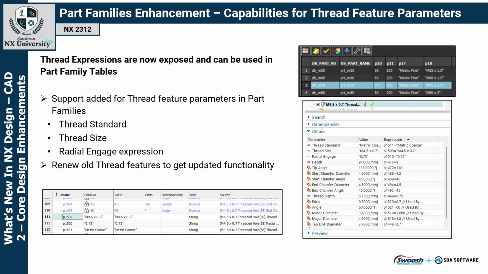We can add thread standards, thread sizes, radial and gauge expressions, and also renew old thread features to get updated functionality. So if you have existing thread features from a previous version of the software, you can renew those old thread features, and that's going to allow you to add the thread standard, thread size, radial and gauge expressions to your part family members.